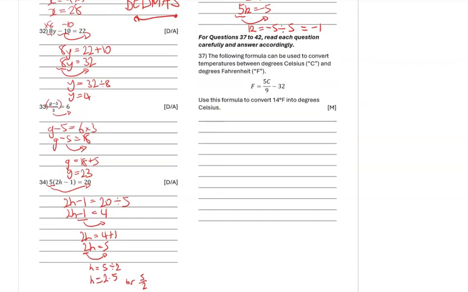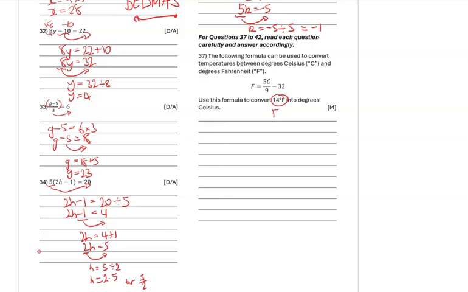So moving down a little bit, we're now onto some of the more contextual questions, and you can see there's a bit of context to them. For all of these, you've basically been asked to read them and answer them accordingly. So 37, we've been given a formula, and this formula here converts between Fahrenheit and degrees Celsius. It's a nice formula to know, and it looks a bit like some of the other solving questions we've done. We've been asked to use this formula to convert 14 degrees Fahrenheit into Celsius.